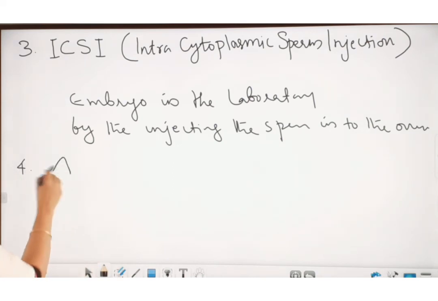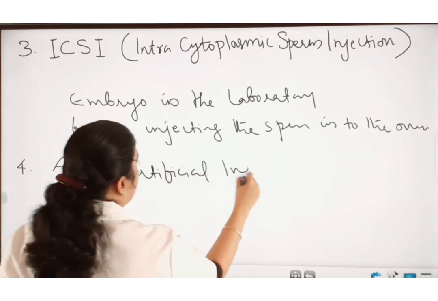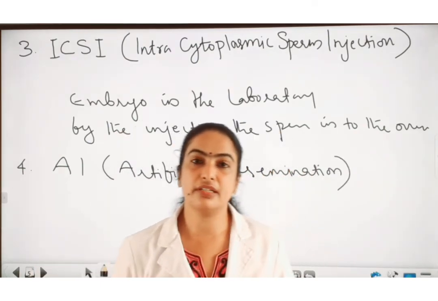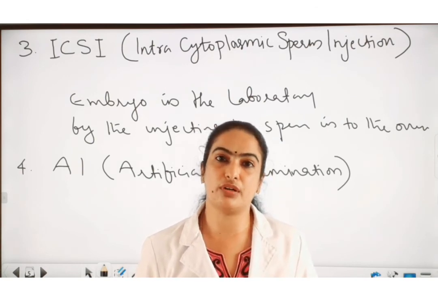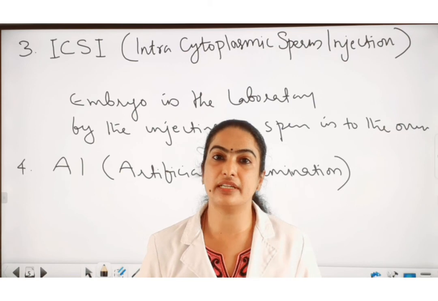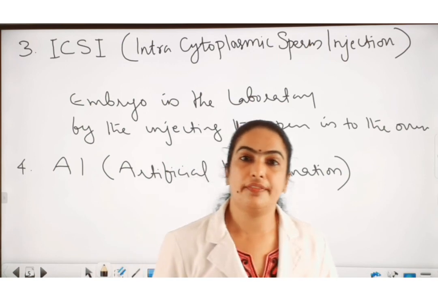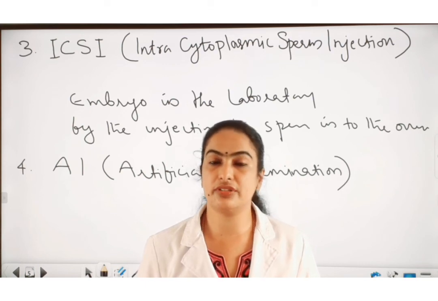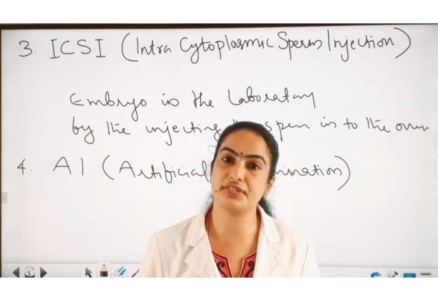The fourth one is artificial insemination. In this method of ART, when a male is suffering from low sperm count or does not have proper sperm motility, this technique, artificial insemination, can be done to have children. Here in this method, the sperm can be collected from the husband or from the healthy donor, and it can be directly injected into the vagina or into the uterus. So this is called artificial insemination.